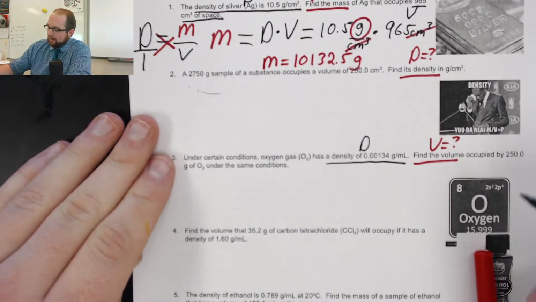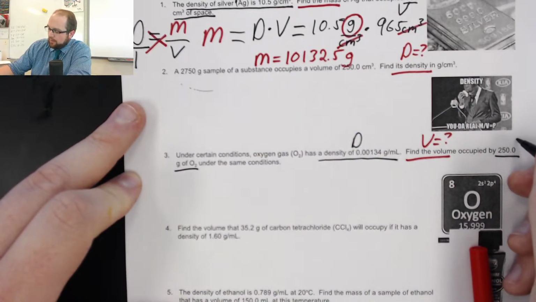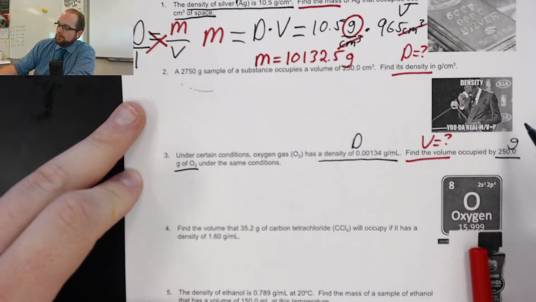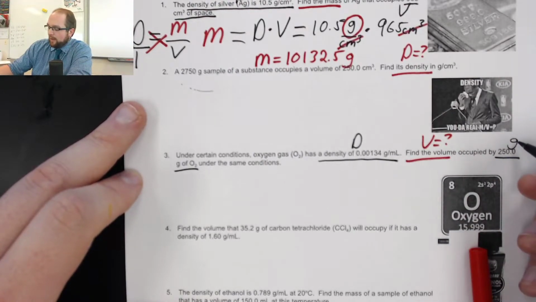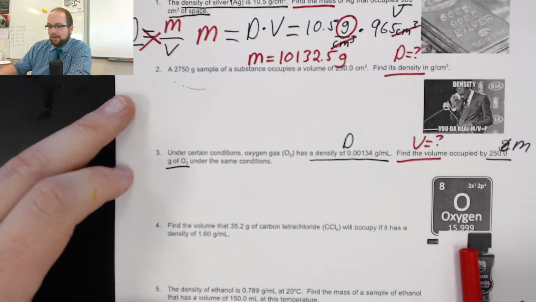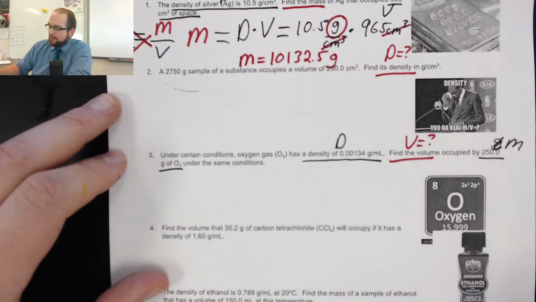Okay? Then it's occupied by 200 grams of oxygen under the same conditions. So we are looking for volume. We know our density. We know our grams, which is better known as our mass. There we go. That's what our equation has in it, mass. So let's set up our equation.